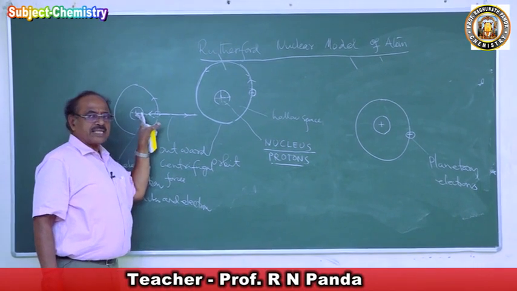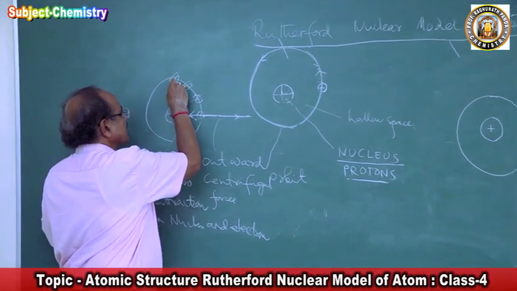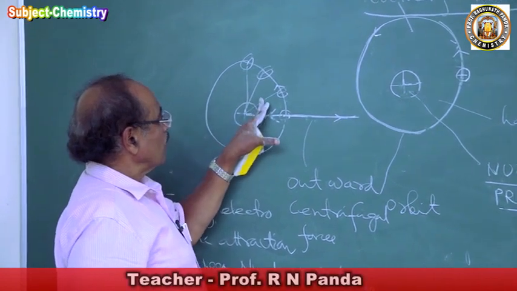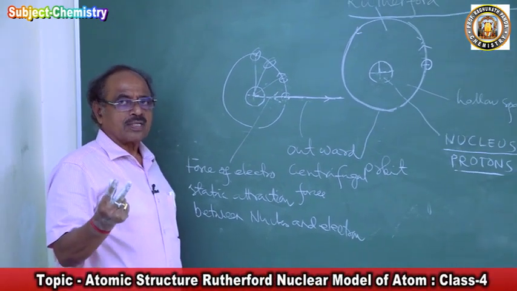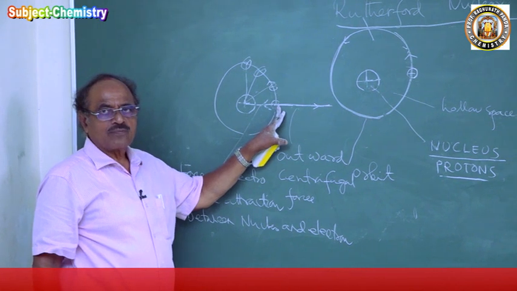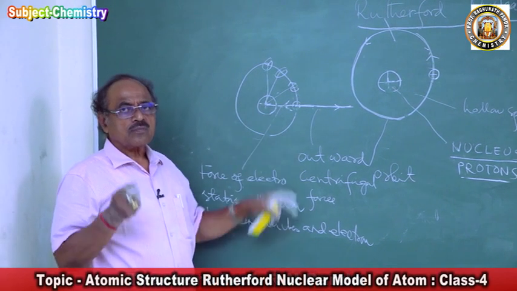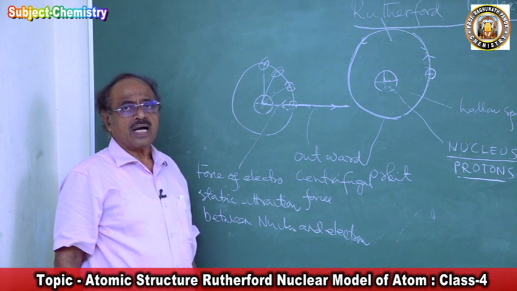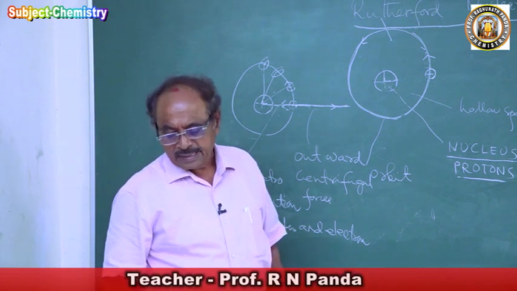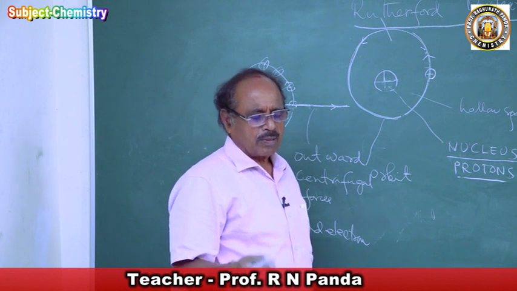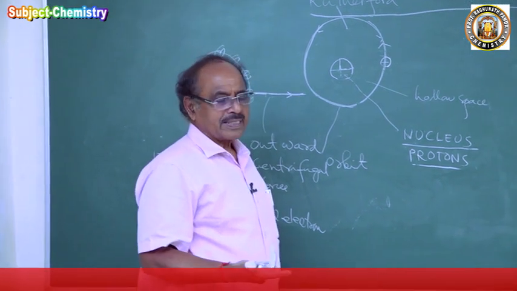Because the nucleus is attracting the electron everywhere, and this attraction is called the force of electrostatic attraction. The electrostatic attraction existing between the nucleus and the electron is balanced by the outward centrifugal force. Hence the electron keeps on moving around the nucleus without falling into it. The nuclear charge is equal to the number of protons present in the atom, and the number of electrons is equal to the number of protons, because the atom is electrically neutral.